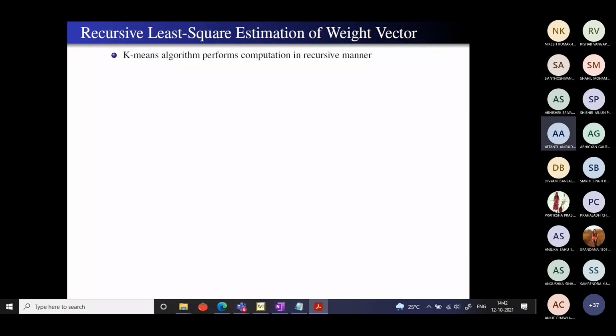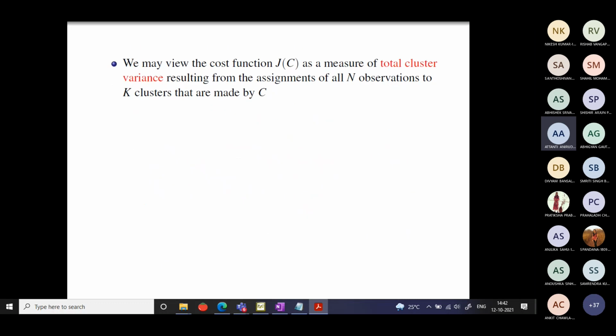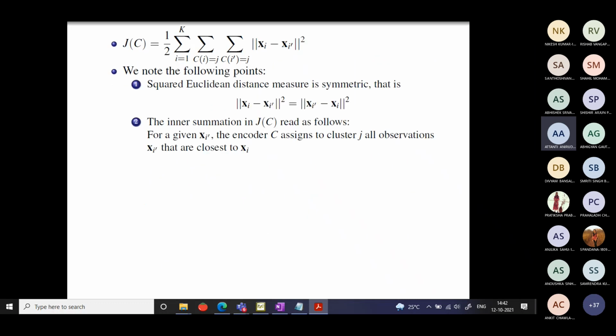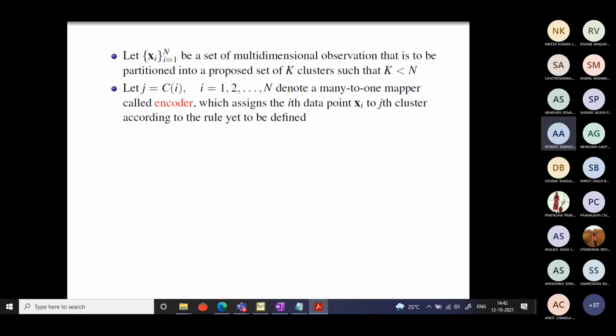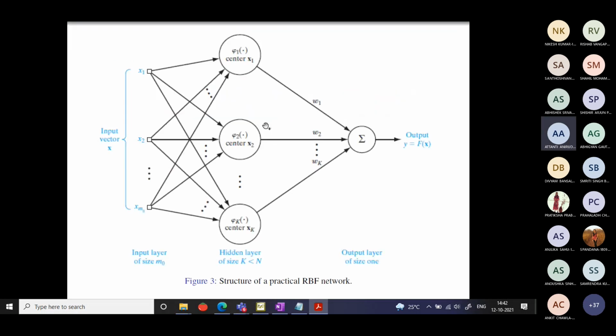Well, but there is some problem with this, and that's why we need to go to something called recursive least square estimation of the weight vector. Remember what we have discussed so far; let me go to the diagram once again. Here there is no weight. Using K-means and all these things, finally we are saying that I can identify that many clusters, and those cluster centers, the mu etc., you can find. So that will be my center now.